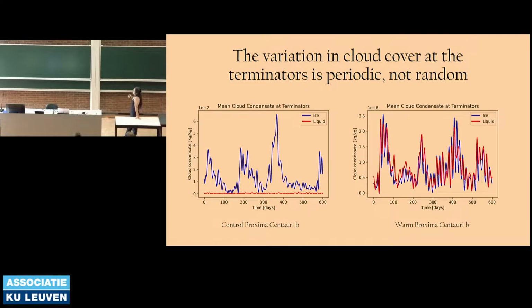So what we found is that the variation in cloud cover at the terminators is not random, so it has periodicity, which you can see quite clearly in these plots. These are time series that show the average mass of the cloud at the terminators in our control model of Proxima Centauri b, and also our close-in model, the warm Proxima Centauri b. So in this one, the ice cloud and liquid cloud, which are the blue and red, are roughly at parity, whereas in this one, it's mostly ice cloud forming in this simulation. But they both have a similar kind of periodicity, where you can see these roughly 4 peaks in 600 days.